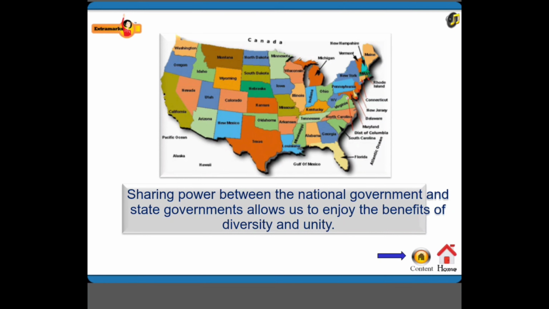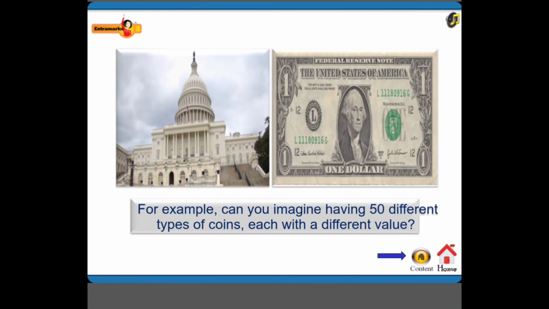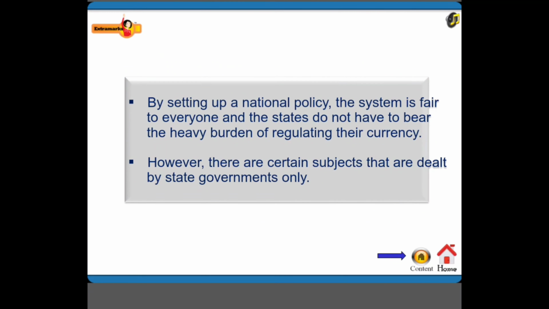The sharing of power between the national and state governments allows us to enjoy the benefits of diversity and unity. Can you imagine having 50 different types of coins, each with a different value? By setting up a national policy, the system is fair to everyone, as the states do not have to bear the heavy burden of regulating their currency. However, there are certain subjects that can be dealt with only by the state government.